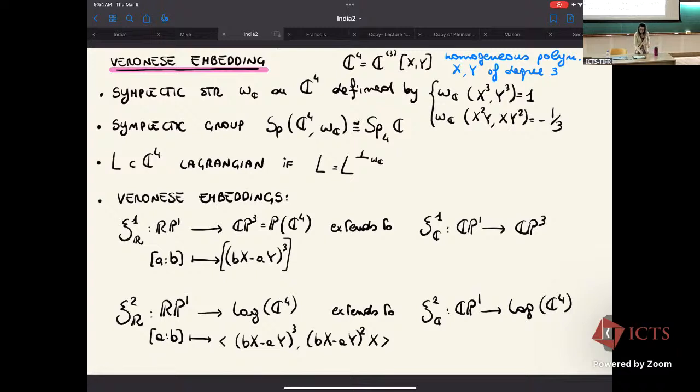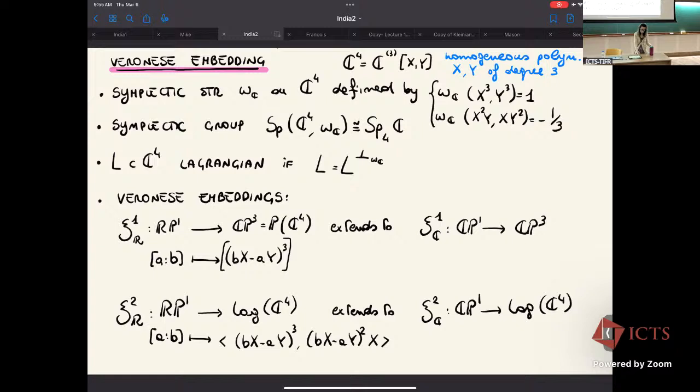As we did last time, we consider C4 as homogeneous polynomials of degree 3 in two variables, x and y. We can define the symplectic structure that we are using very concretely in terms of polynomials. This idea of using polynomials comes up nicely when you want to define the irreducible representation of SL2C, in this case into Sp4. What you do is pair x cubed and y cubed, and x squared y and x y squared, in this way. So it defines a symplectic form on C4, and the symplectic group really corresponds to Sp4C.